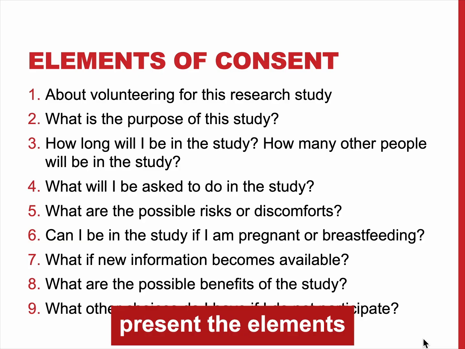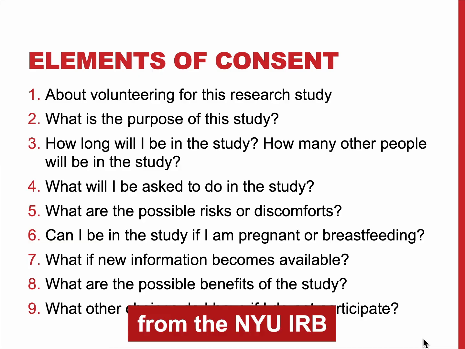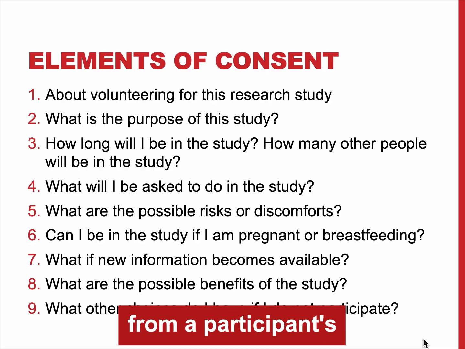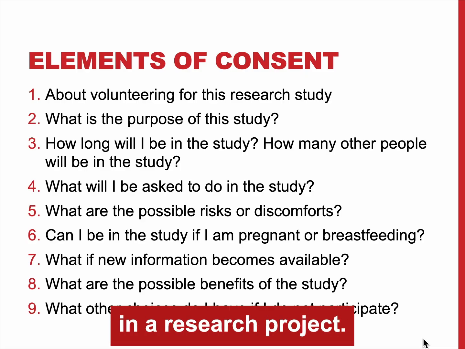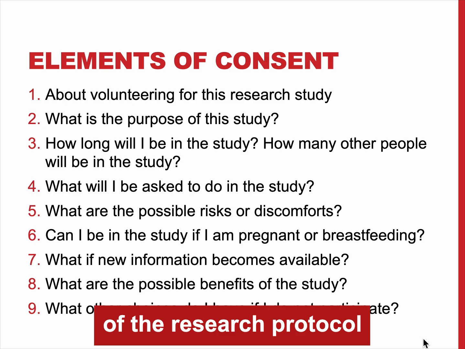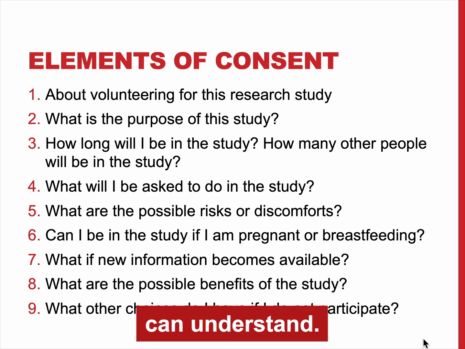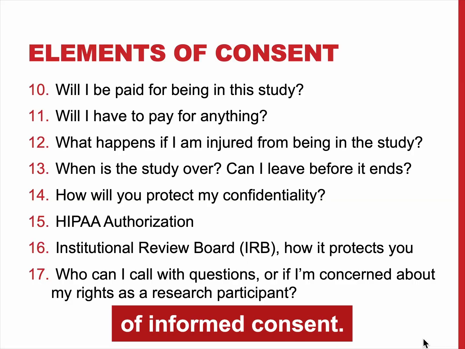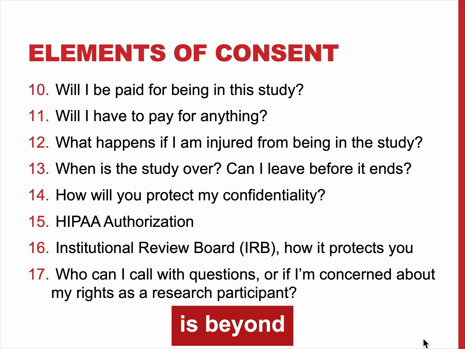The next two slides present the elements of a full written consent form from the NYU IRB consent template. The questions are written and answered from a participant's perspective. The consent must explicitly state that the subject is participating in a research project. Many of the sections of the research protocol are repeated in the consent document at a level that a layperson can understand. This is the remainder of the required elements of informed consent. A detailed discussion of each of these elements is beyond the scope of this talk.